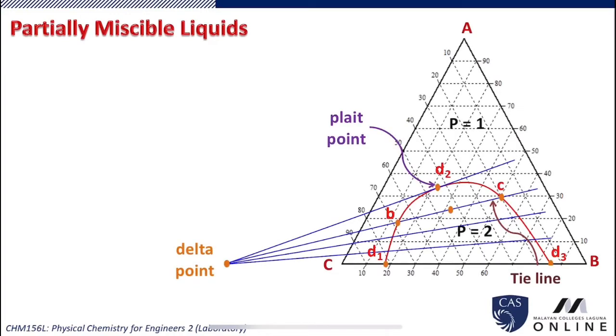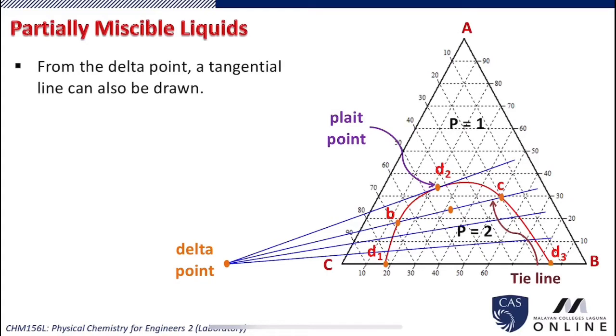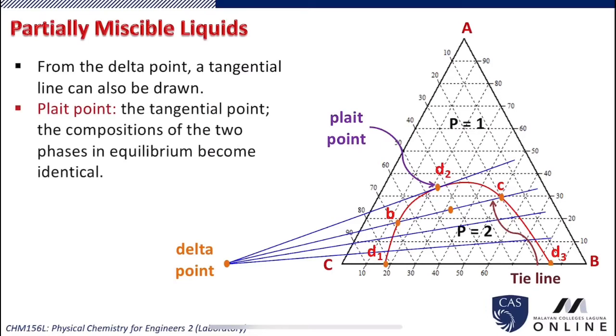So from the delta point, you have a tangential line to the binodal curve, and the tangent point would be what we call the plait point. So that is the tangential point. The composition of the two phases at this particular point would be the same. Meaning to say, the composition of the lower layer and the upper layer would be the same, where basically you have the same composition for both layers.